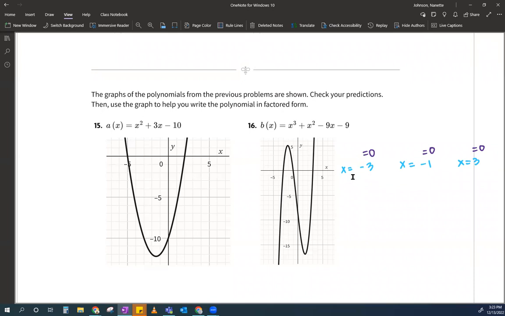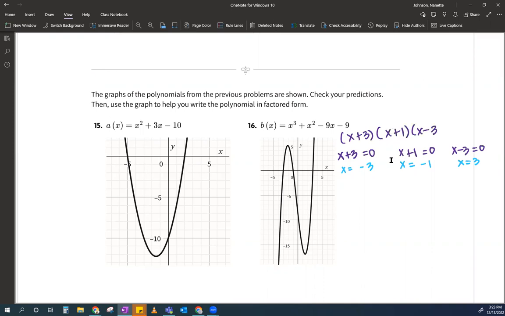Okay, so how would I get this side equal to 0? What would I do to this -3? And you're like, oh. So I would, yeah, exactly. I'd add 3 to both sides. So this would say x plus 3. Similarly, this would say x plus 1. And similarly, this would say x minus 3, right? And then from here, I just write all of these guys in parentheses, and there's my factored form. x plus 3, x plus 1, x minus 3 equals to 0. So there's my factored form, right?